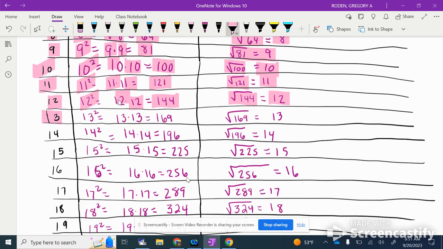Now we have 13. Here's where kids start forgetting. A lot of times kids know, hopefully, sometimes 11 is hard, sometimes 12 is hard, but 13 most people don't know. So here's where it really is nice to have your chart. So 13 is 13 squared, which is 13 times 13, which is 169. The square root of 169 is 13.